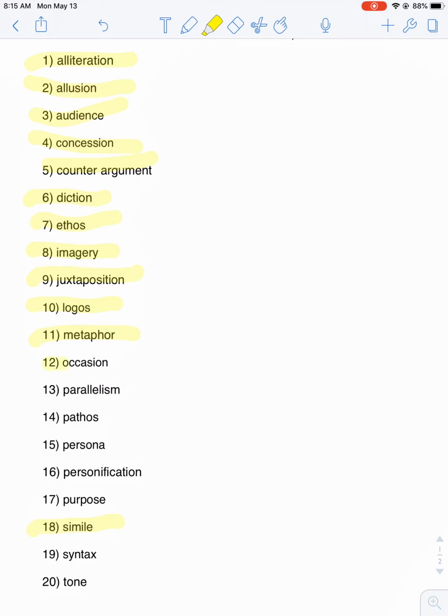Occasion would be what is happening to require this. This is usually something we're going to discuss more in the introduction as we're presenting, like, here's what's going on, here's why the author needs to make this argument in the first place. Parallelism is any sort of structure in terms of like a parallel structure for emphasis. Sometimes you'll have a speaker start a sentence the same way, or present 3 ideas in a similar fashion, sometimes even in the same sentence, to stress them just a little bit more.